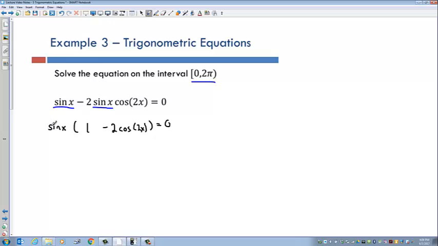And because you have two things, the sine of x and this thing, and you're multiplying them together to get 0, you can break the problem up into two different problems. Either sine of x is equal to 0, or 1 minus 2 cosine of 2x is equal to 0. And so we can solve the equation on the left. On the left, it's all ready to go. So sine of x is equal to 0.